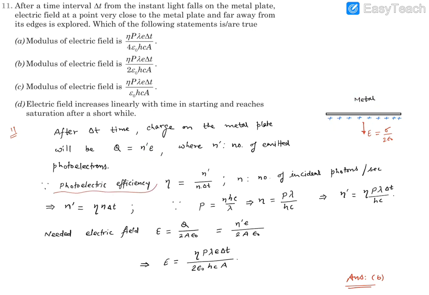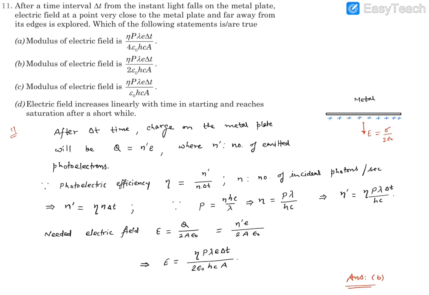Now photoelectric efficiency says eta is equal to the number of photoelectrons emitted divided by the number of photons incident. Now n is the number of photons incident per second. If there is a delta t time, then the number of photons incident is going to be n delta t. These are the total number of photons, and these are going to be the total number of photoelectrons. So from here we get N dash equal to eta times n into delta t. These numbers are known to us.